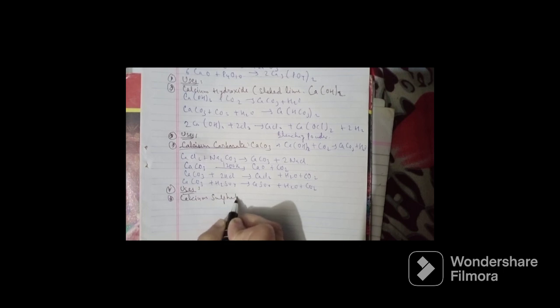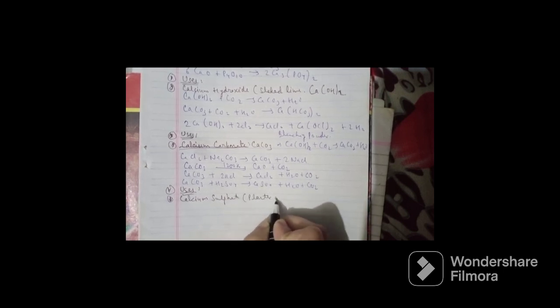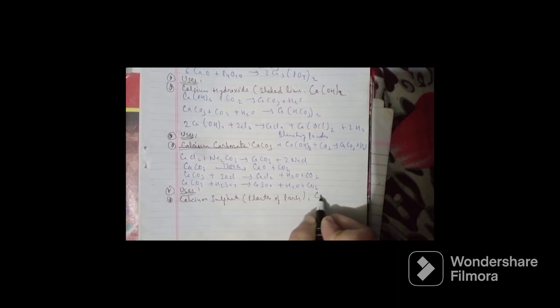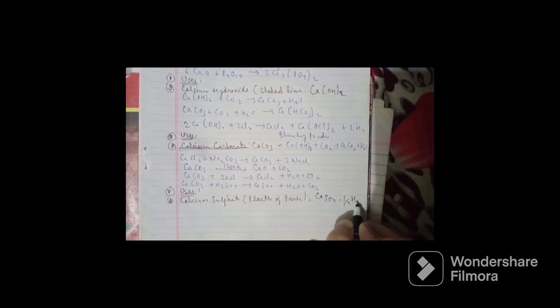Calcium sulfate, which is plaster of Paris, CaSO4·½H2O. In the same way, the hemihydrate of calcium sulfate is obtained when gypsum, which is CaSO4·2H2O, is heated at 393 Kelvin.